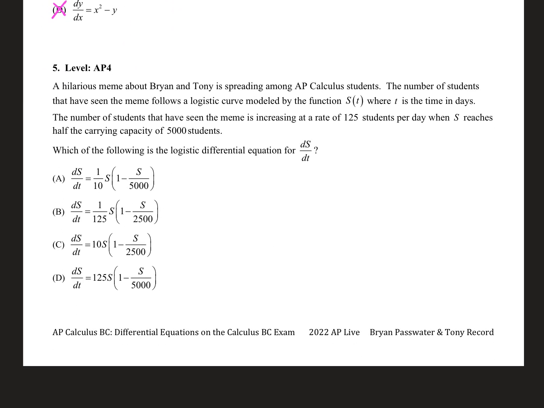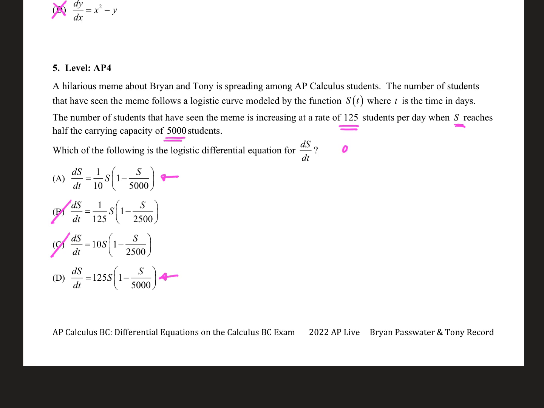A hilarious meme about Brian and Tony is spreading through the AP Calculus students. The number of students that have seen the meme follows a logistic curve. The number of students that have seen the meme is increasing at 125 students per day when S reaches half the carrying capacity of 5,000 students. So we know our carrying capacity is 5,000 students, so I know it's not B or C. The carrying capacity is either going to look like this or like this.